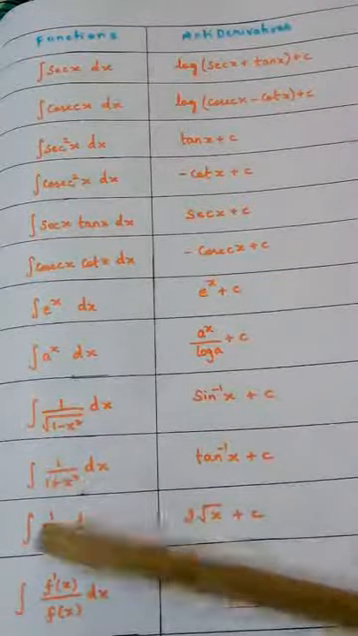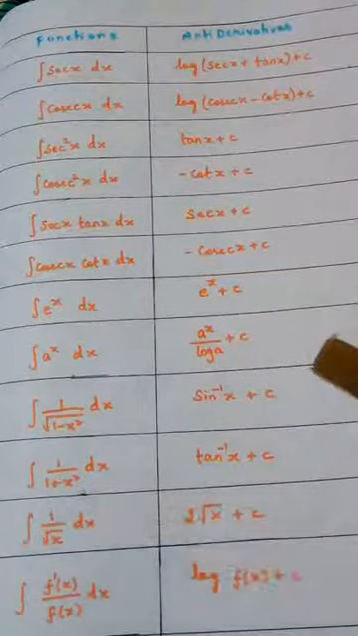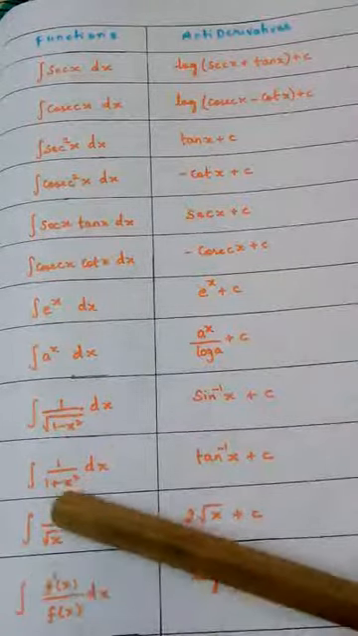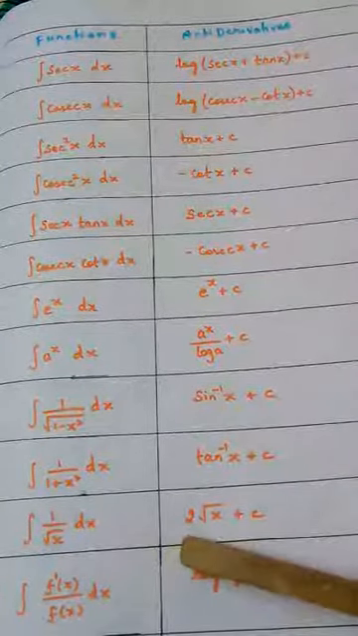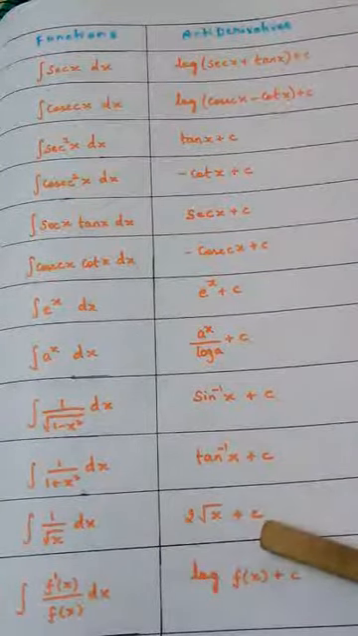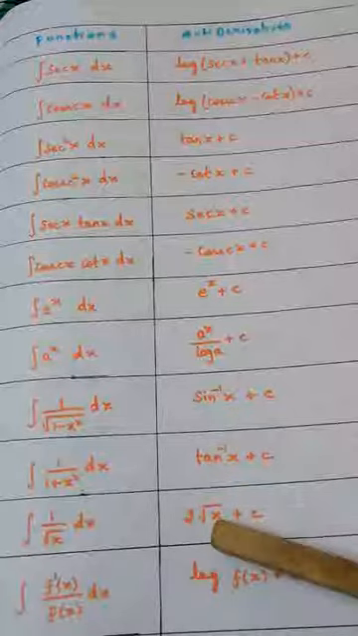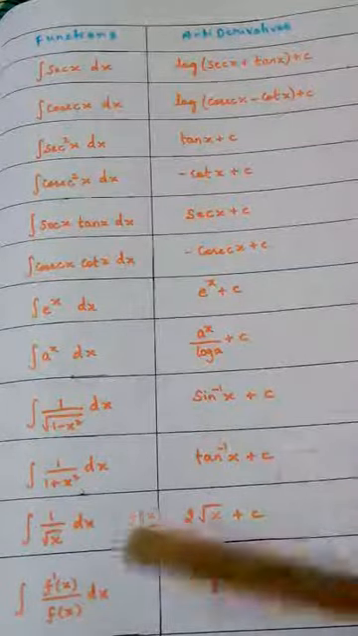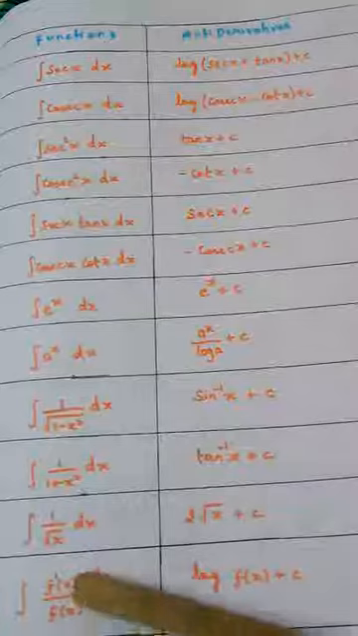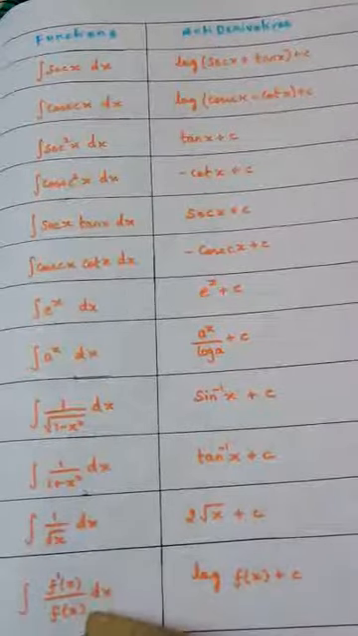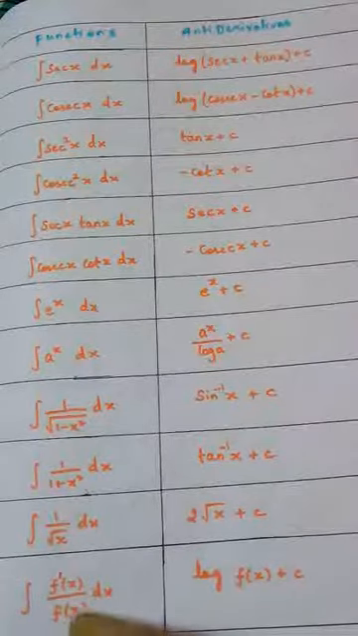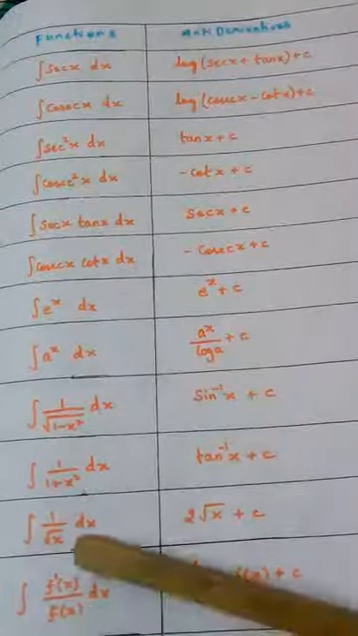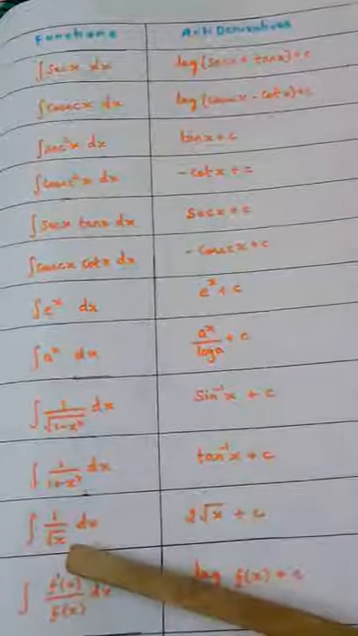Integral 1 by root x dx. Answer is 2 root x plus c. Integral f dash of x by f of x dx. And here f of x means a function. F dash of x means the differentiation of f of x.